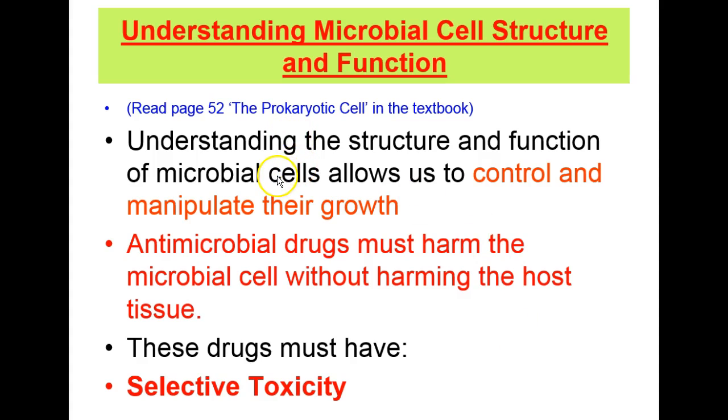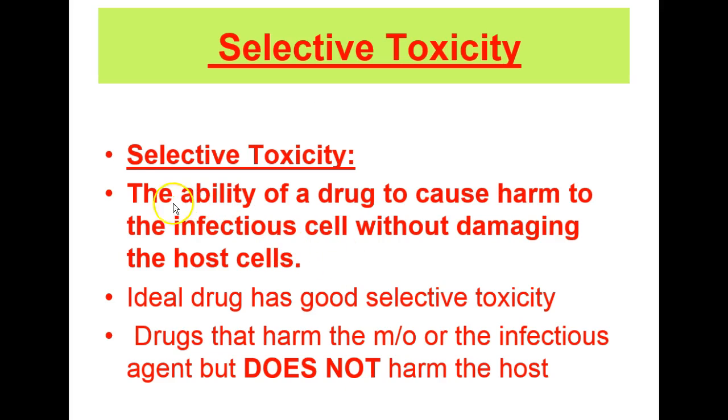Understanding the structure and function of microbial cells allows us to control and manipulate the growth of microbes. It allows us to grow them in the laboratory or to create antimicrobial drugs that can harm the microbial cell without harming the host. These drugs are said to have selective toxicity. A drug with a good selective toxicity has the ability to cause harm to the infectious cell without causing harm to the host cells.